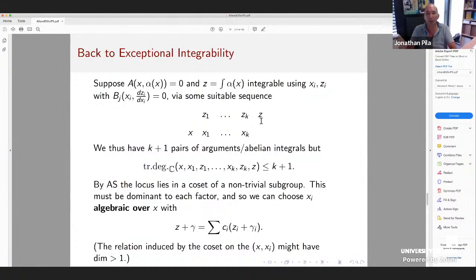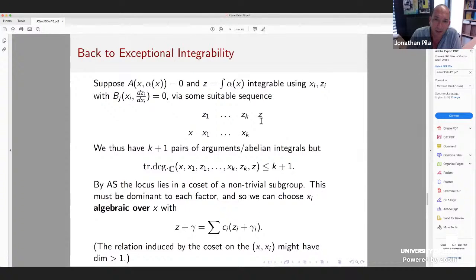So you end up in a non-trivial subgroup of this product of generalized Jacobians. And, well, unless you really didn't need some of these functions, the coset has to be dominant to each factor, because a non-trivial point on the curve always generates the generalized Jacobian.